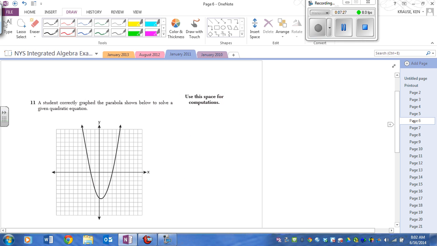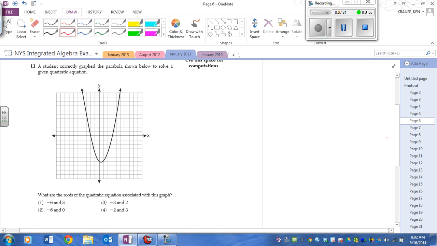Next question. Alright, let's see here. What do we ask? Roots of where it crosses the x-axis. So the new roots are going to be at negative 2 and positive 3. The vertex is down here. The axis of symmetry is x equals a half. Nope, they didn't ask that. They asked for roots. That was pretty simple.